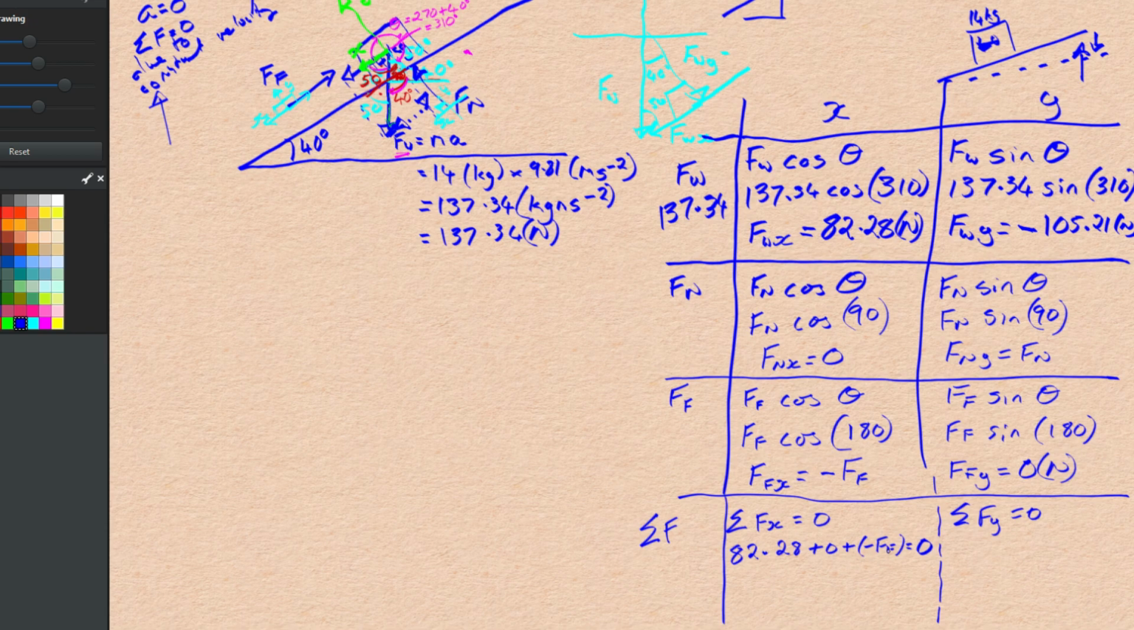And if we add our friction force to both sides, 82.28 equals our friction force. And in the y direction, we have minus 105.21 plus our normal force plus 0 equals 0.